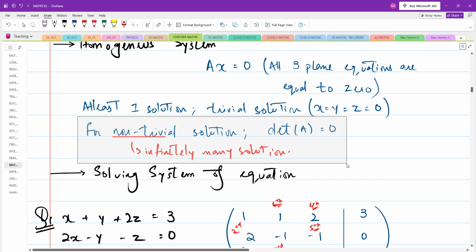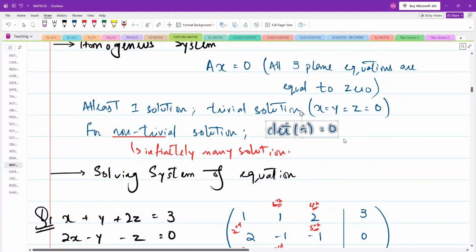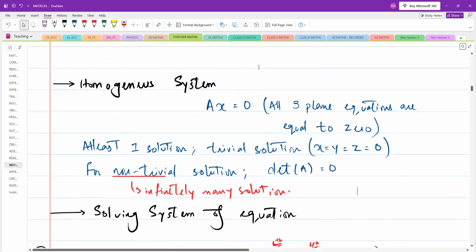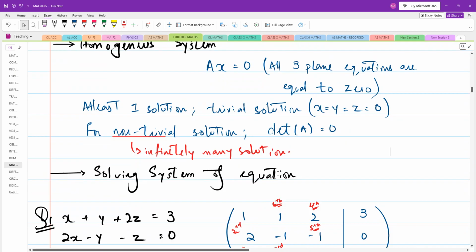For non-trivial solutions, if the determinant is equal to zero, I'm going to repeat this again, if the determinant is equal to zero, then for non-trivial solutions, you need to realize that there are infinitely many solutions. If the determinant is not equal to zero and the three planes are still equal to zero, there is only one solution, which is x, y, and z equal to zero. But if the determinant is 0 and all three plane equations are equal to 0, then there are infinitely many solutions, including this solution. Am I clear up until this point?